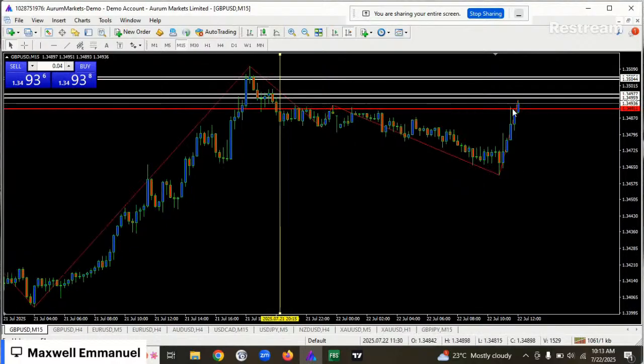Price is approaching that zone at the moment. By 11, I will decide on what to do on GBP USD, but my bias is bearish, so I'll be looking for a sell setup after price fills this zone. You guys know what I look out for. After price fills this zone, I'm going to sell, and I'll set my stop loss a few pips above this high. That's my take on GBP USD.